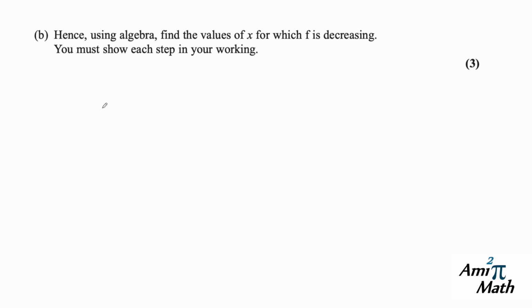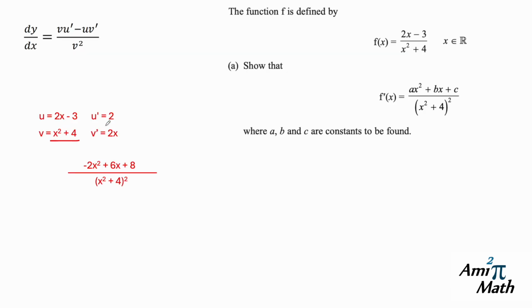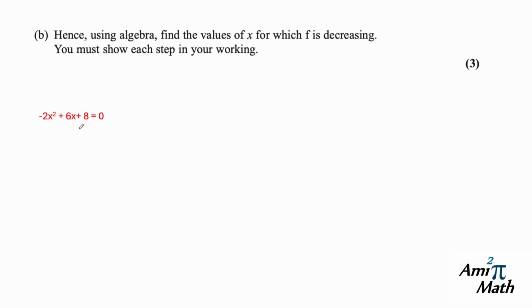So using the numerator from earlier, we just need to use this. We can set this to 0 to find out when f is decreasing. Then we can factorise it, dividing everything by -2, which gives us -2 bracket x plus 1, x minus 4. Then we get the values of x as -1 and 4.